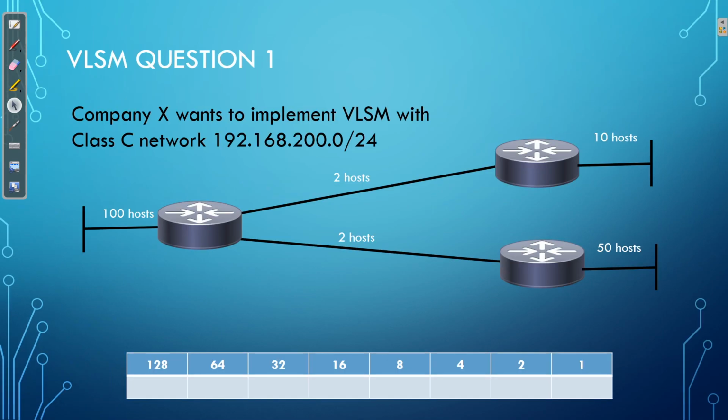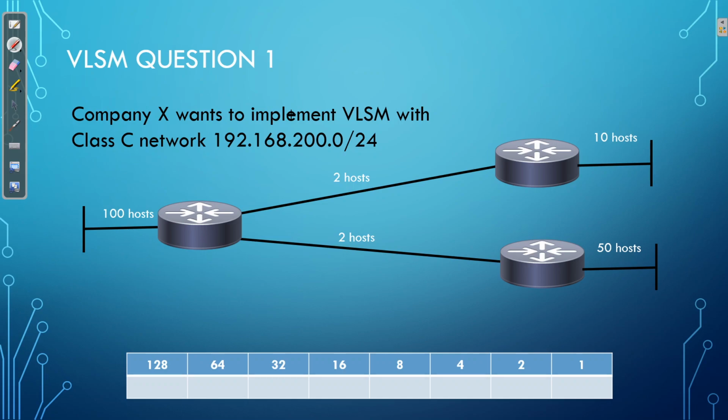Question 1. Company X wants to implement VLSM with class C network 192.168.200.0/24. So pause the video, work through this yourself, and when you think you've got the answer, play it, and then I'll show you how I would approach this. So I'm under the assumption that you have given this a try yourself, so now watch how I would work through this. So I would obviously just use my process that we covered in the previous video.